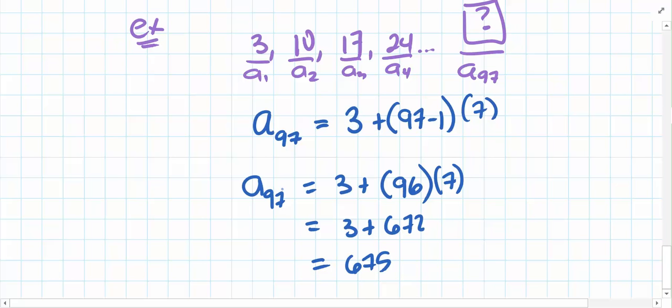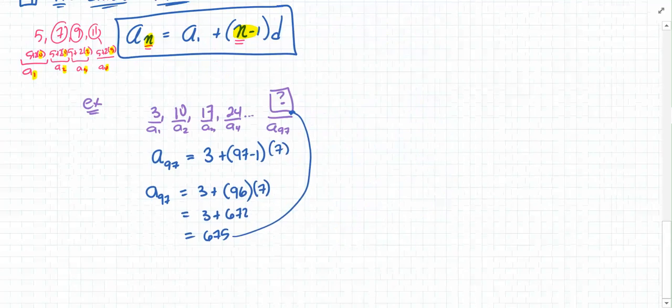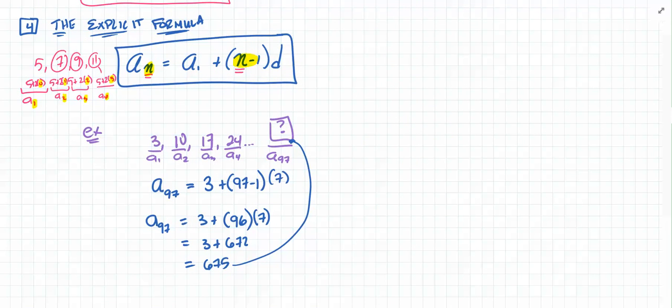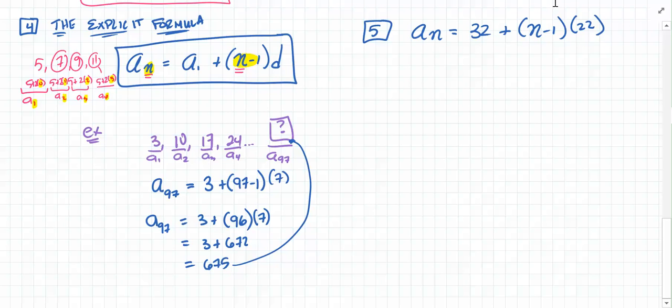Notice that we did not need to use the recursive formula to get there. We could use the explicit formula to tell us what that term is going to be. It's pretty sweet, right? Okay, so I'm giving you a sub n equals 32 plus the quantity n minus 1 times 22. Is that an explicit formula or a recursive formula? That's an explicit formula. Can you turn that into a recursive formula? I assume so. Okay, let's do it.